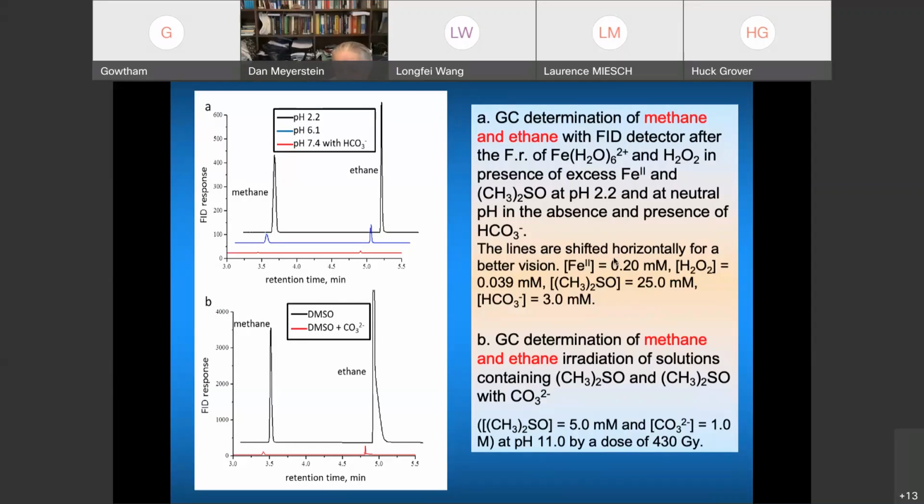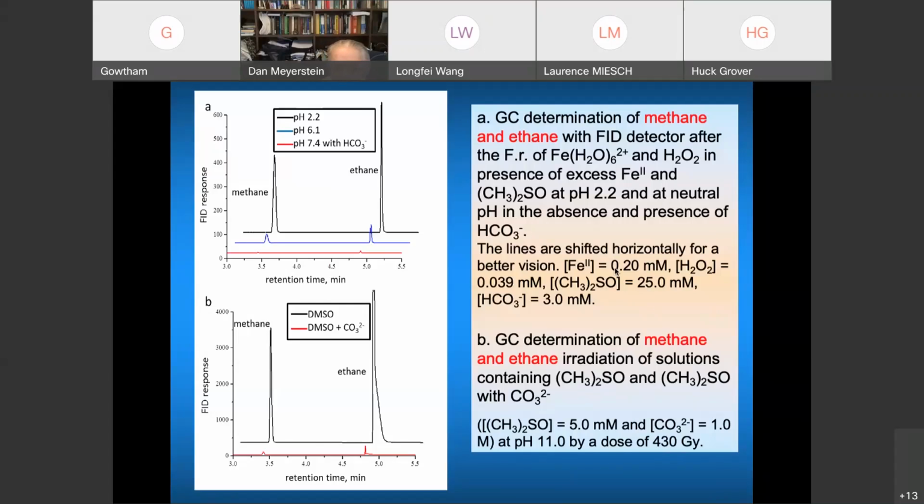We think that we form carbonate anion radicals, but to prove that this is the case, we wanted to show that with carbonate anion radicals, you don't form ethane and methane. You can see that by irradiation chemically: if you irradiate the dimethyl sulfoxide with OH radicals, you form a lot of ethane and methane, but if you form carbonate anion radicals, there is nothing. So I think we have proven that this is a reaction.